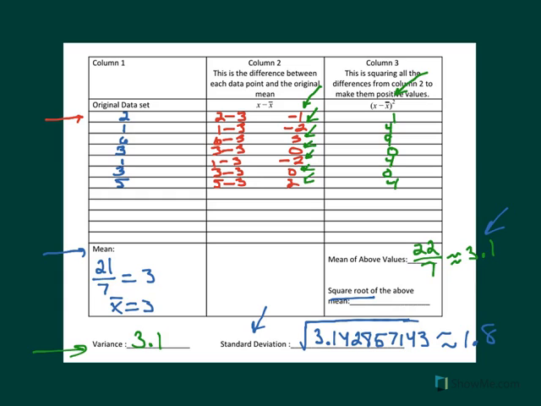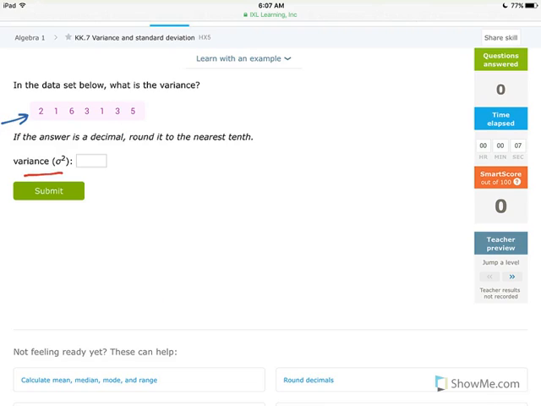So some problems on IXL will ask you for this actual standard deviation. For this particular problem, they wanted the variance, which was 3.1. So in your answer box back here, you just want to put in the variance was 3.1.